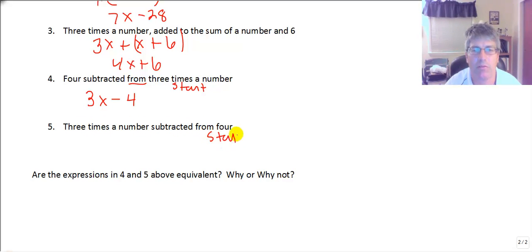Number 5, 3 times a number is subtracted from 4. Well, we must be starting with 4, and we're subtracting 3 times a number. So 4 minus 3x. So our question, are the expressions in 4 and 5 above equivalent? Why or why not? Well, I'll let you mull that over, and you can answer that question when I see you in class.